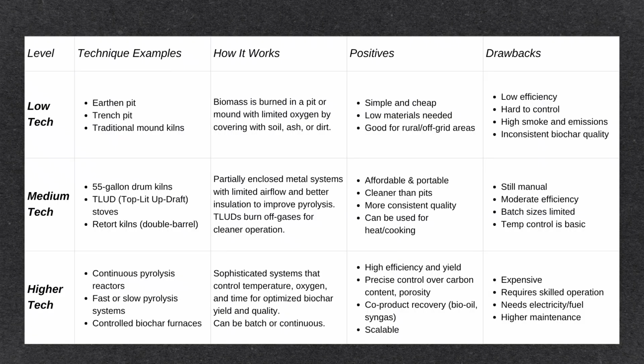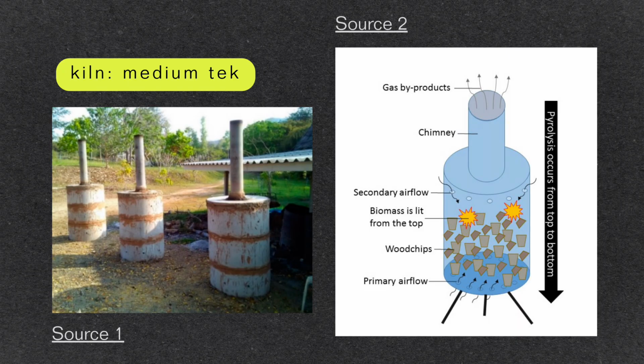Now, for a medium tech, you have things like 55-gallon drum kilns, double barrel type of kilns. Here's what some of those look like. They are partially enclosed metal systems with limited airflow and better insulation to improve pyrolysis. These are pretty affordable and portable. They are cleaner than pits. They give you a more consistent quality, and they can be used also for heating and cooking.